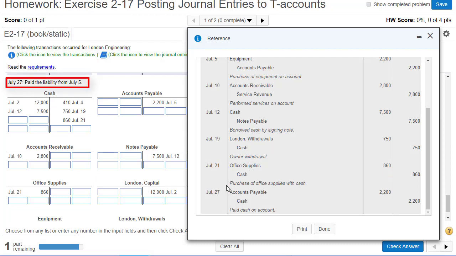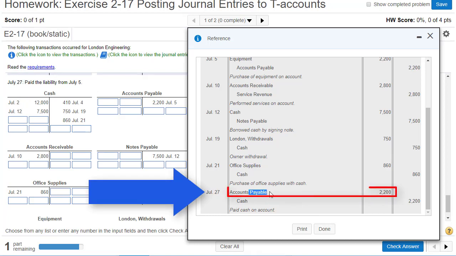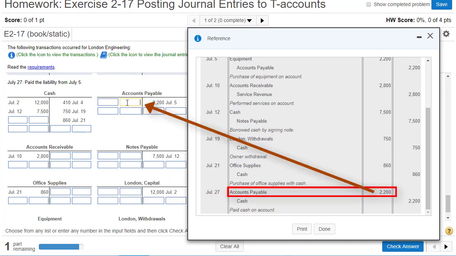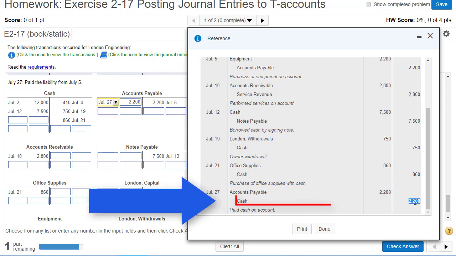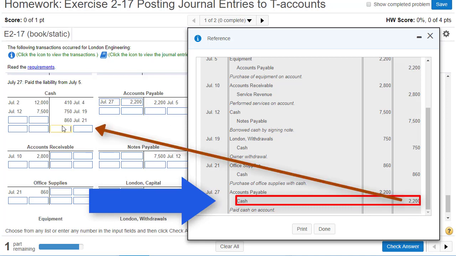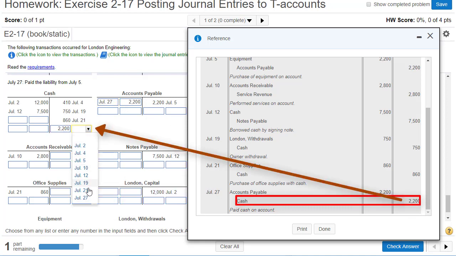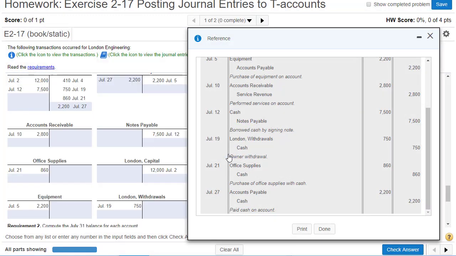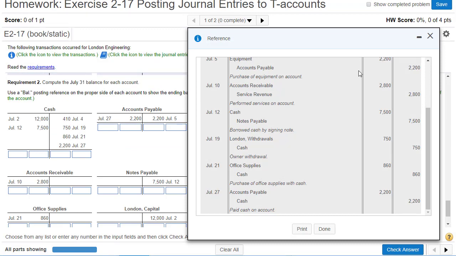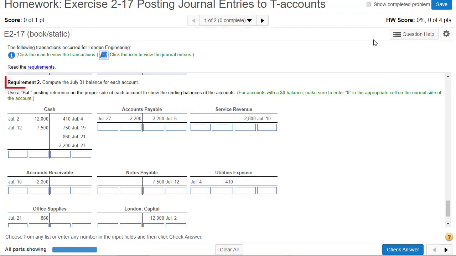Now we're going to move to the last transaction, July 27th. So we've got accounts payable, $2,200 on the left side. So I'm putting it on the left side. And then we've got cash, $2,200 on the right side. And we check our answer. All right. We don't need this journal anymore, so we can close that.